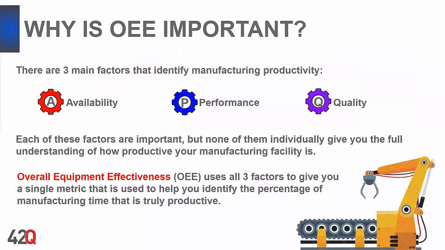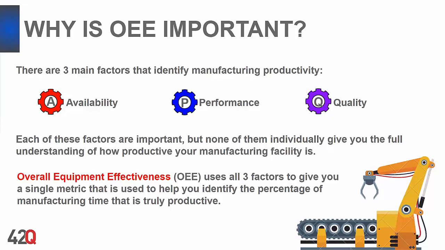All right, so why is OEE important? When it comes to your productivity for your machinery, the ultimate goal is to get as many units out the door as possible, as many good units. So you need to look at what you can do to increase the number of units that you're getting out the door, to increase your productivity. There are three main factors that identify how well you're doing with your productivity.